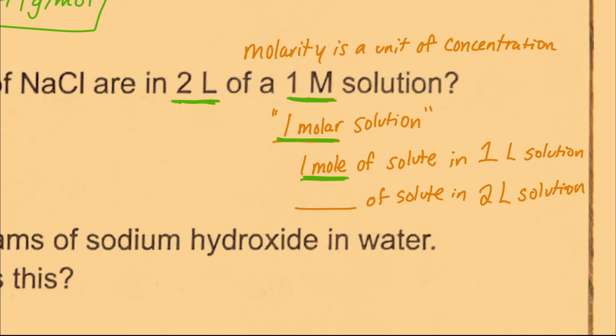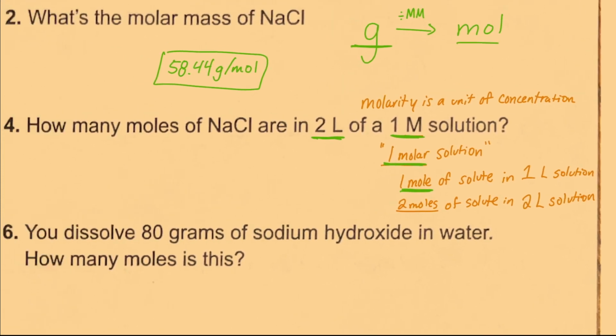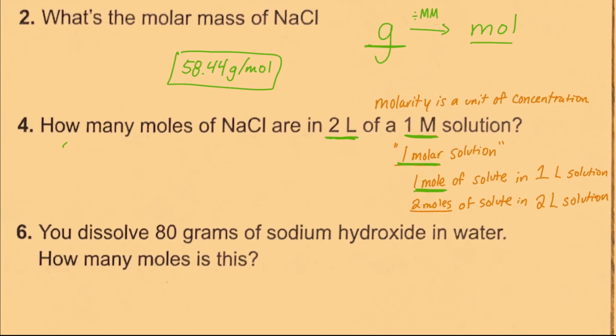we should be able to see that this is pretty clearly going to be 2 moles. We should have double the amount of solute if we have double the amount of solution. So then our answer here is just 2 moles. Two moles of our solute, which, like I said, in this case is NaCl, sodium chloride.